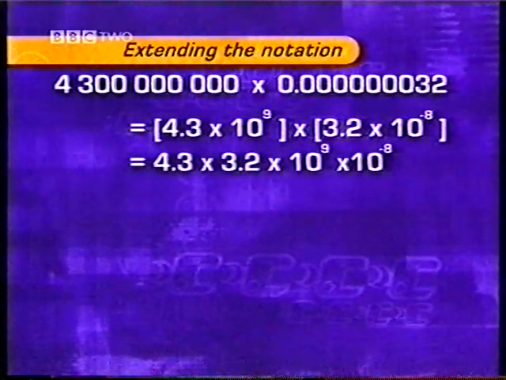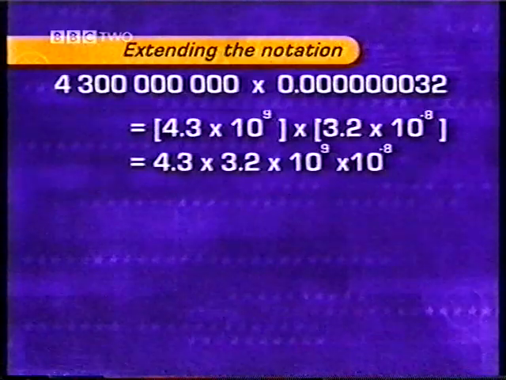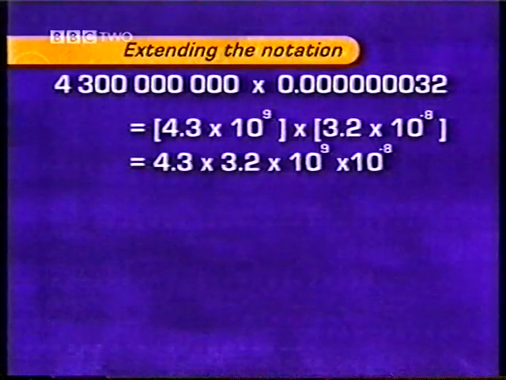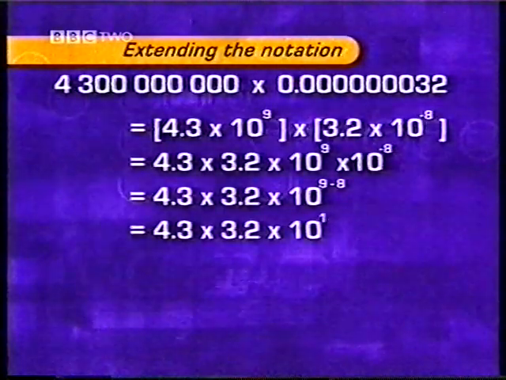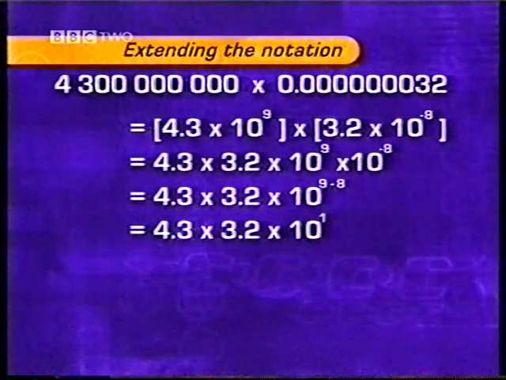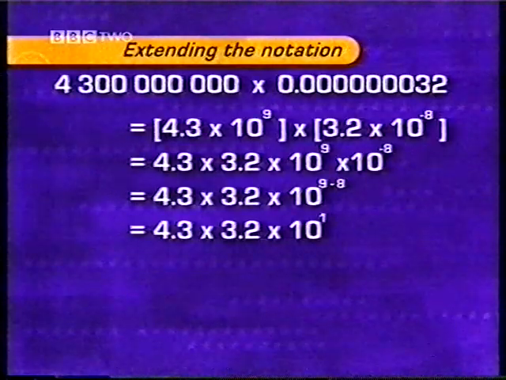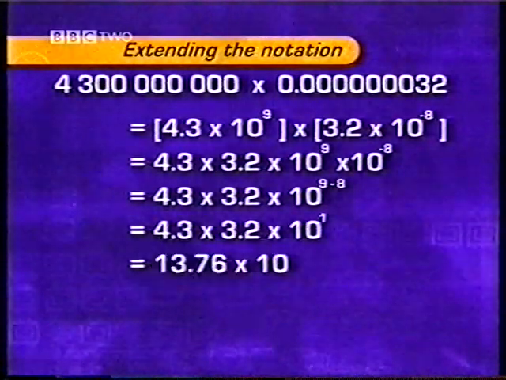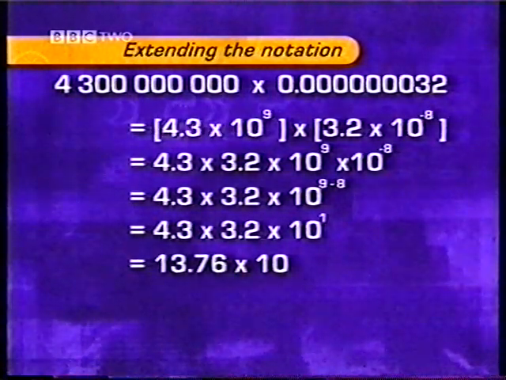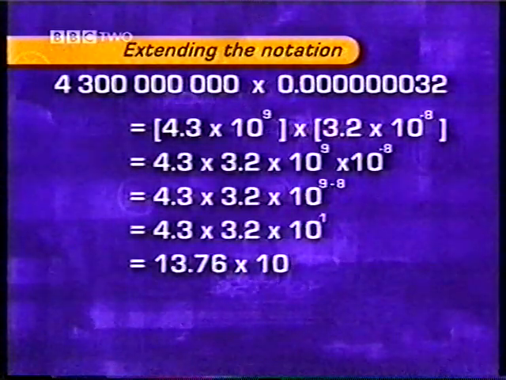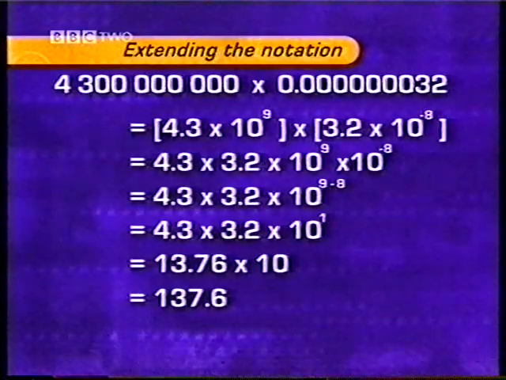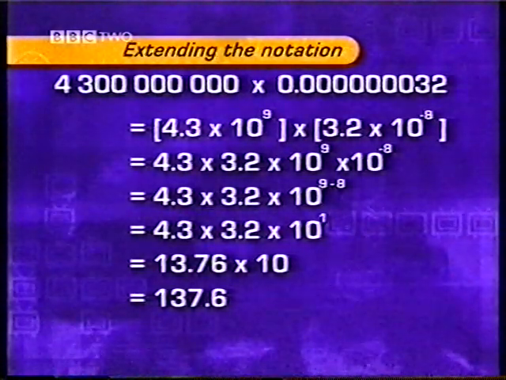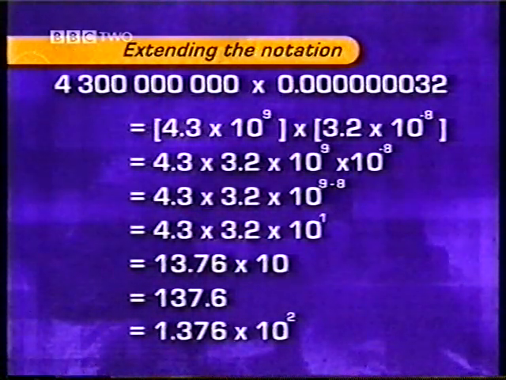Rearrange the multiplication to group the powers of 10 together. Multiplying 10 to the power 9 by 10 to the power minus 8 gives 10 to the power 9 minus 8, that's 10 to the power 1, which is plain 10. The 4.3 and the 3.2 multiply to 13.76. So the answer is 13.76 times 10, or 137.6, or 1.376 times 10 to the power 2 in standard form.